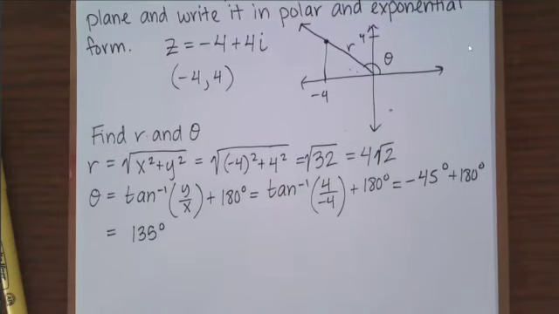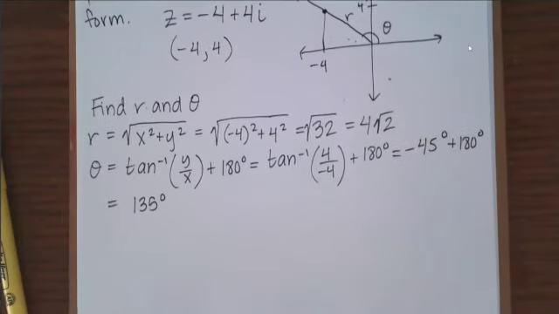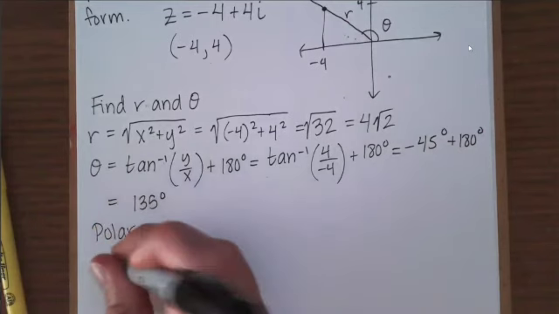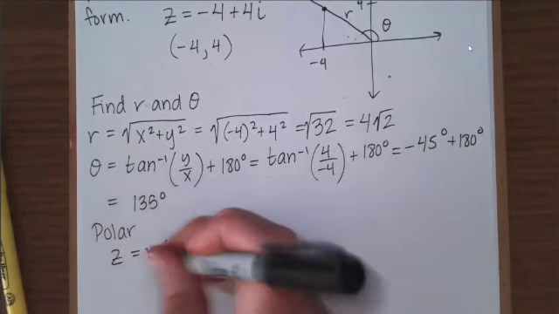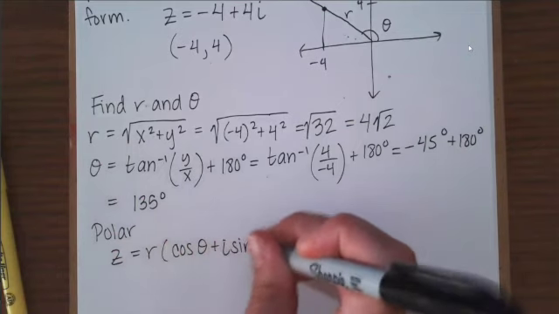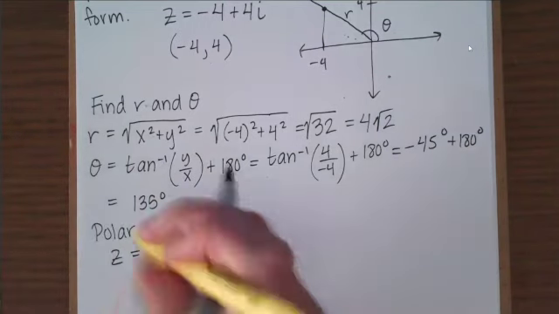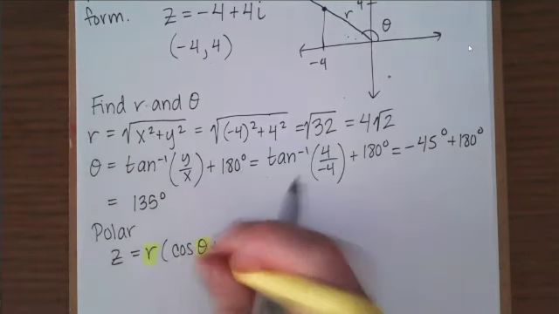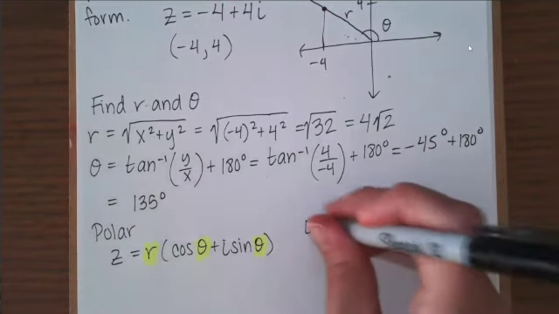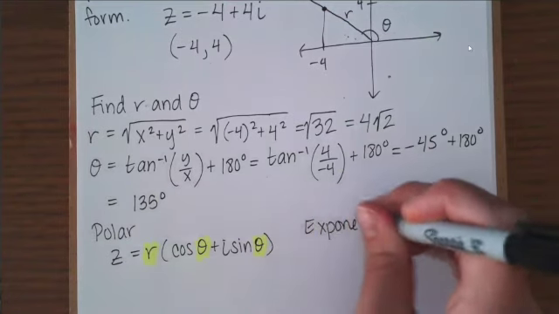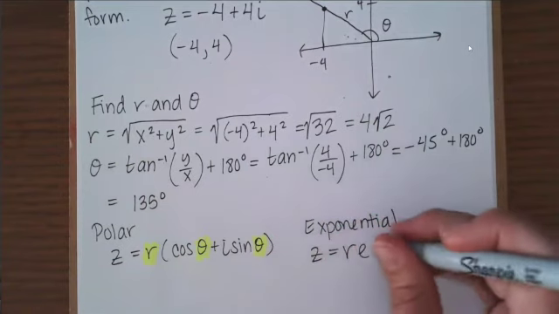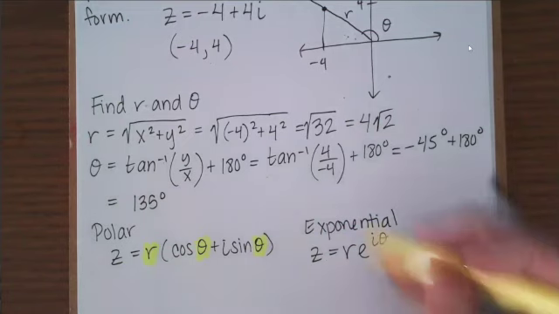The next thing we should do is plug these into polar and exponential form. So polar form is z is equal to r cosine of theta plus I sine of theta, and we need to fill in r and theta. And then exponential form is z is equal to r e to the I theta, and again we're filling in r and theta.